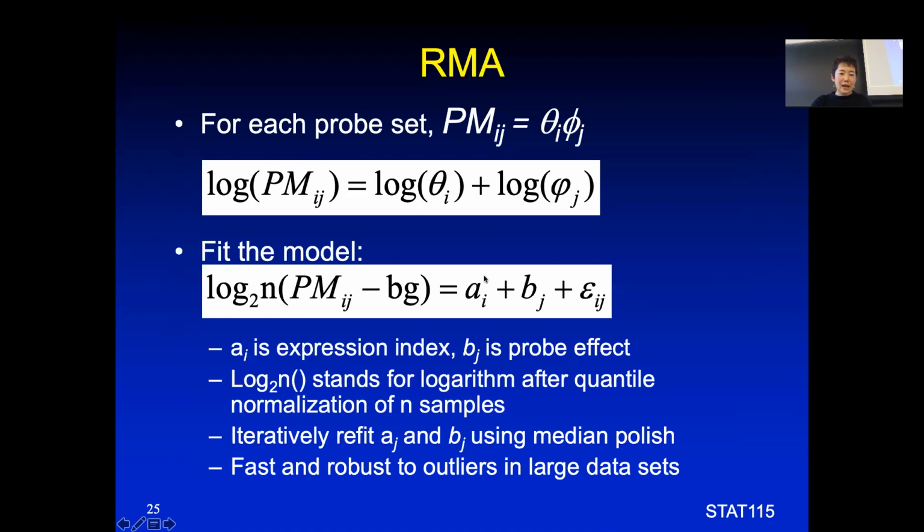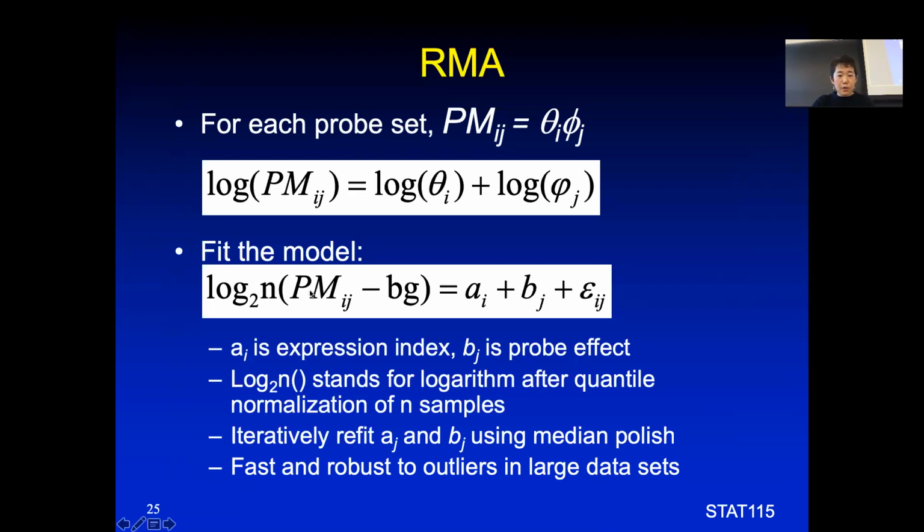So alpha I is really the first part. It's the expression index that we try to estimate for this gene at this sample. Beta J is the probe effect at this probe or for this gene. And plus there's some noise in the data, right?